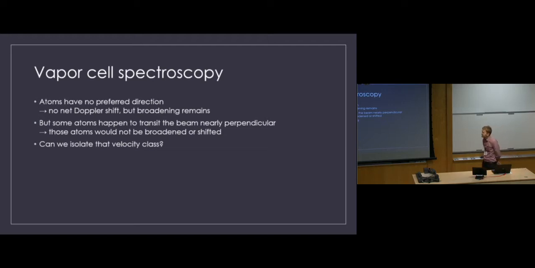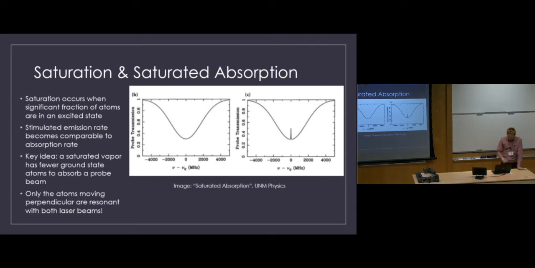Vapor cells. In vapor cells, the atoms have no preferred direction. Their average velocity is 0, but there's still, of course, a huge spread, and so the broadening remains. But it is the case that some atoms will happen to transit the beam nearly perpendicular. So if we could find a way to detect a signal that only depended on those atoms that were moving perpendicular, we could have a Doppler-free spectrum. So how do we isolate that velocity class, those few atoms that by luck just happen to be moving across the laser beam? The answer is called saturated absorption spectroscopy. I'll try to describe it to you here in one slide.